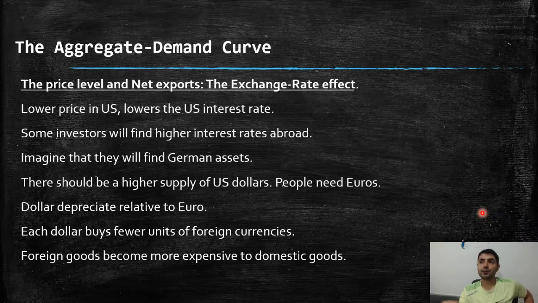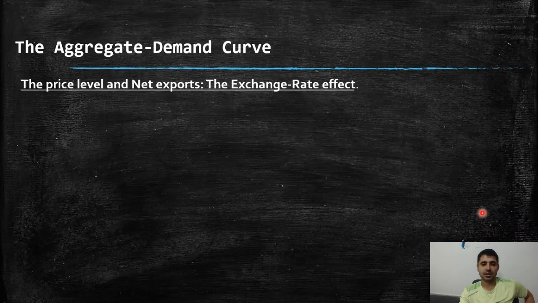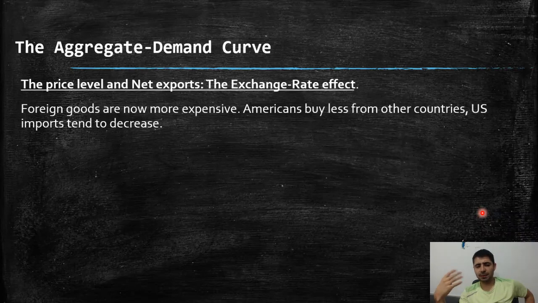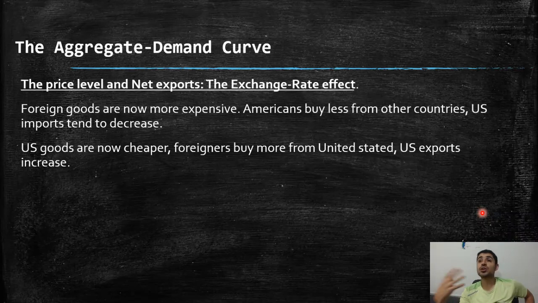So then foreign goods become more expensive relative to domestic goods. Americans buy less from other countries, so United States imports tend to decrease. But US goods are now cheaper, so foreigners buy more from the United States. So then US exports increase.